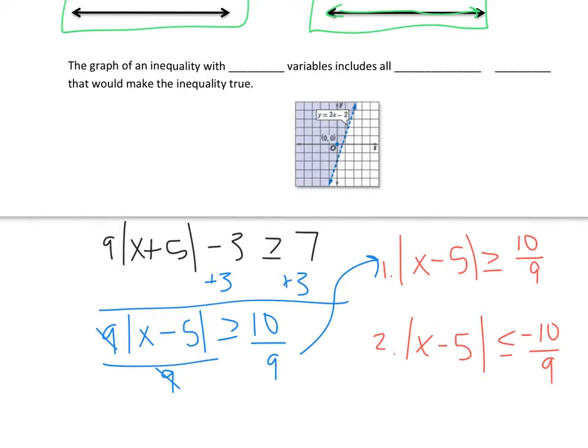Okay, let's go right back up to the beginning of graphing inequalities with two variables. I'm going to change to a different concept now, still with inequalities. The graph of an inequality with two variables includes all coordinate points that would make the inequality true. Okay, let's take a look at a few examples.